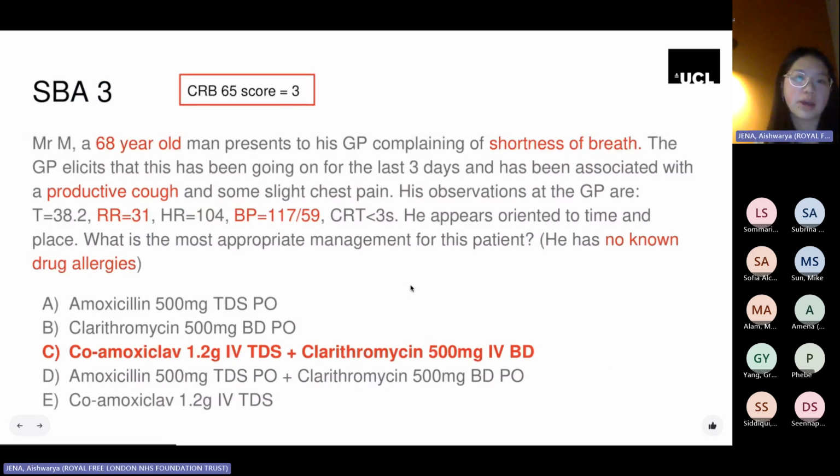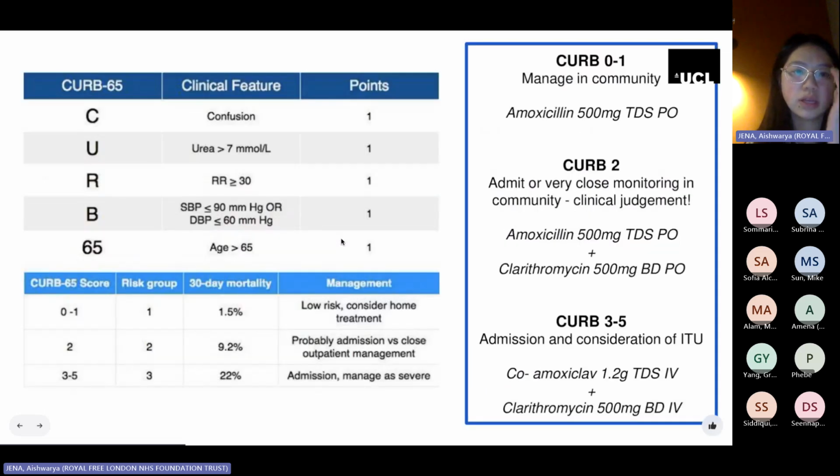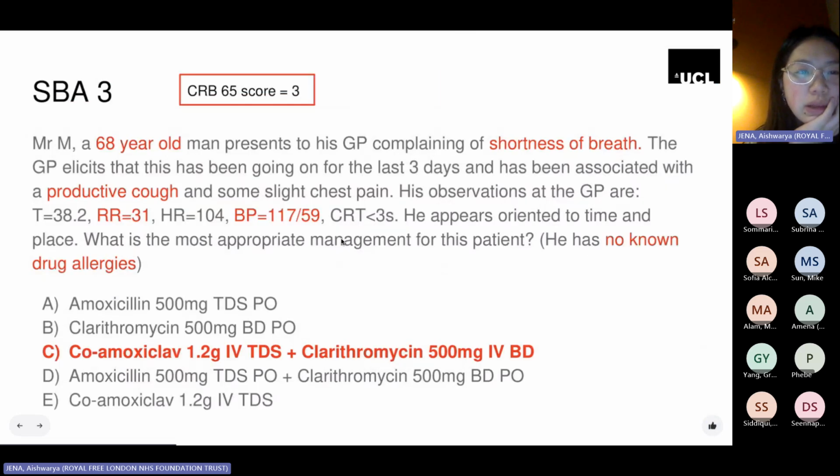Okay, so SBA 3 is on pneumonia. The key thing to think of here is the CURB score, but without the U because you're in the GP. So he's 68 years old, his respiratory rate is above 30, and he's got a blood pressure of 170/59. Because he's got the age and the respiratory rate, and I don't think he's got any confusion, that's co-amoxiclav plus clarithromycin.